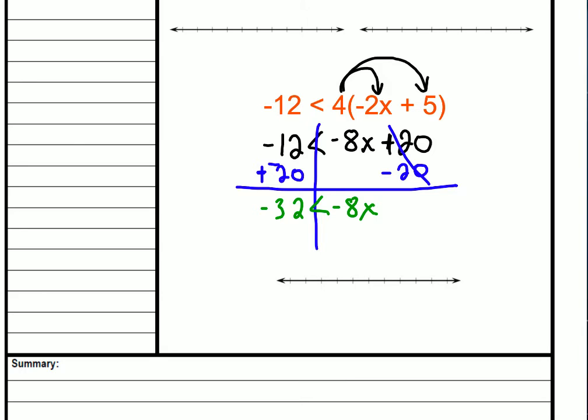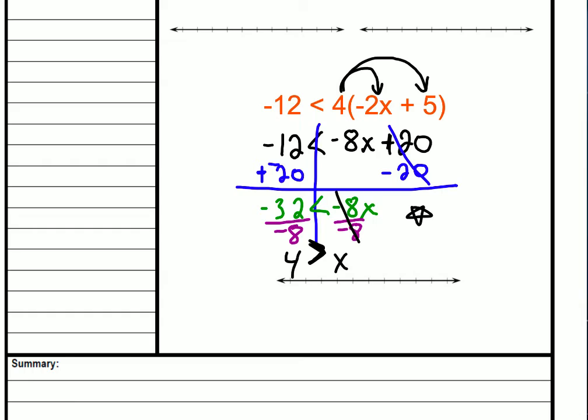Step 2 is to undo the multiplying or dividing. Negative 8x means negative 8 times x. So I'm going to do the opposite. I'm going to divide by negative 8. And I get x and 4. But again, that little alarm should go off in our head. Hey, I divided by a negative number, so I need to flip my inequality. That negative flipped the sign on my problem, so I need to flip that inequality around to go with it.